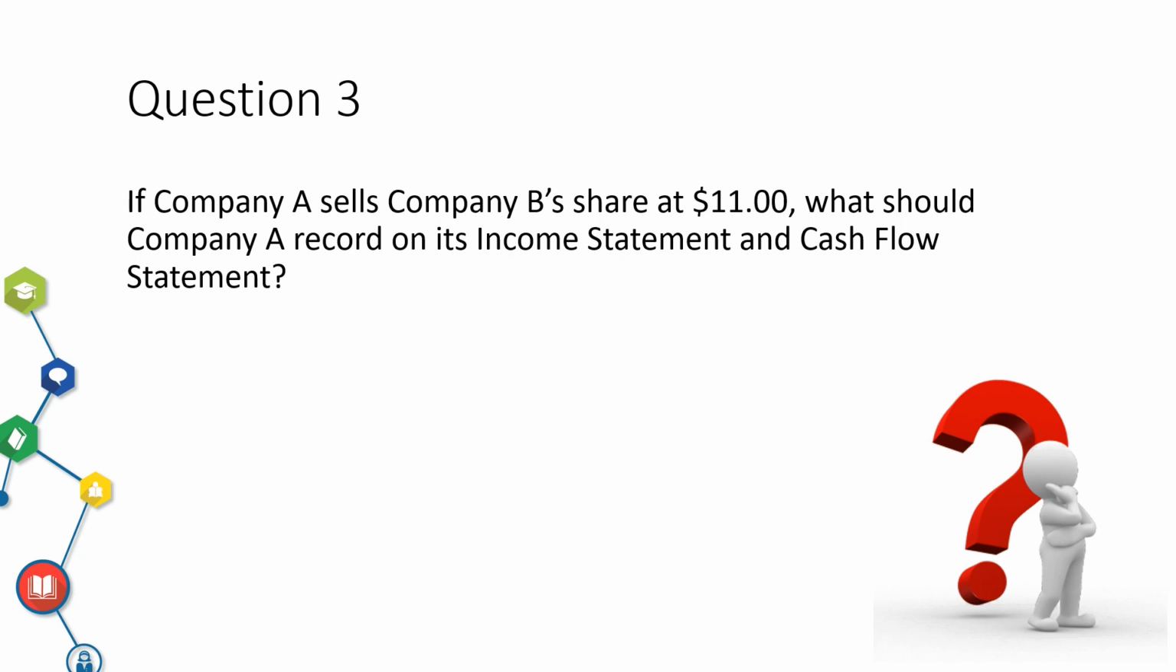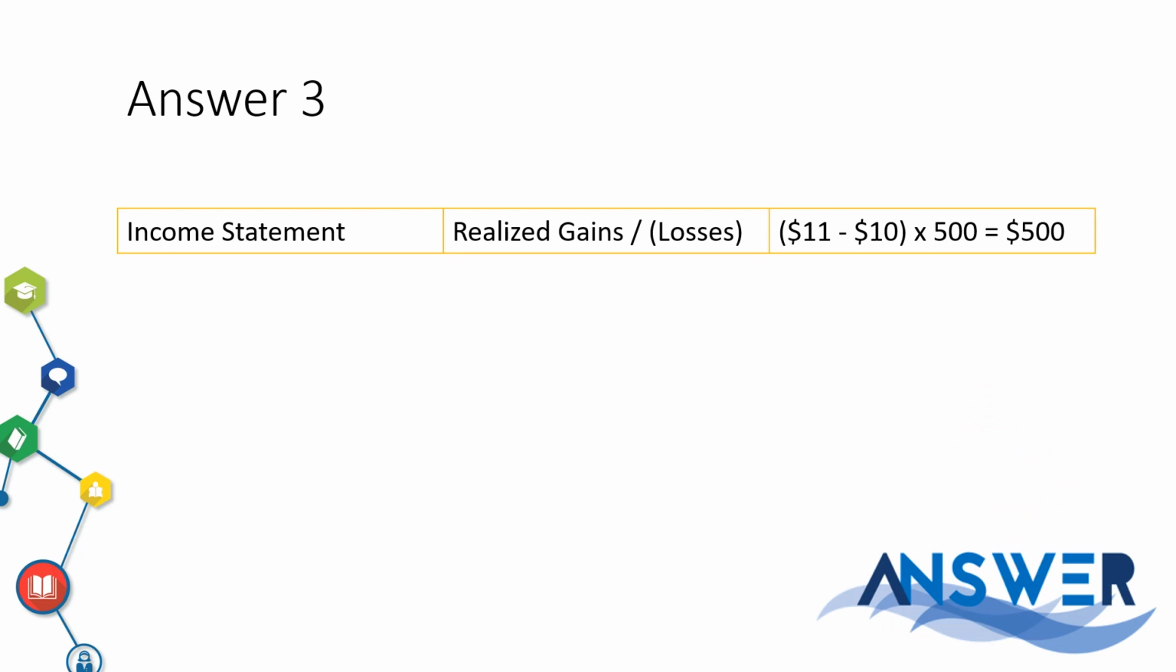Question 3. If Company A sells Company B's shares at $11, what would Company A record on its income statement and cash flow statement? Pause this video for 1 minute to answer. The answer is Company A will record $500 of realized gains in the income statement.